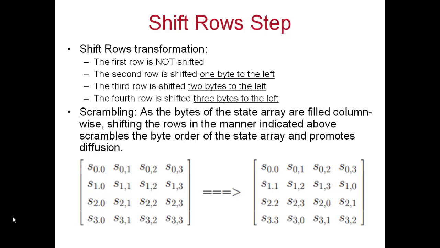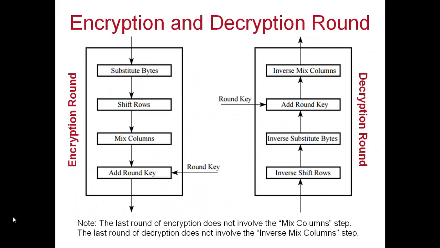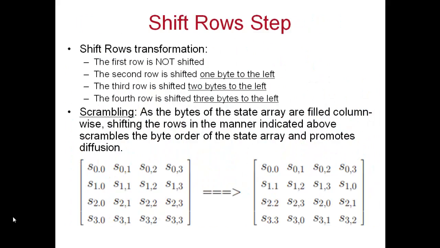Now the shift row step is very easy. In the encryption stage, after the substitute byte step, after each byte in the state array is substituted with another byte, we'll go to the shift row step. The shift row step is basically kind of scrambling. It diffuses the bits throughout the array. As we'll see here, the first row is not shifted, but the second row is shifted one byte to the left. So this is the shift row step done during encryption.